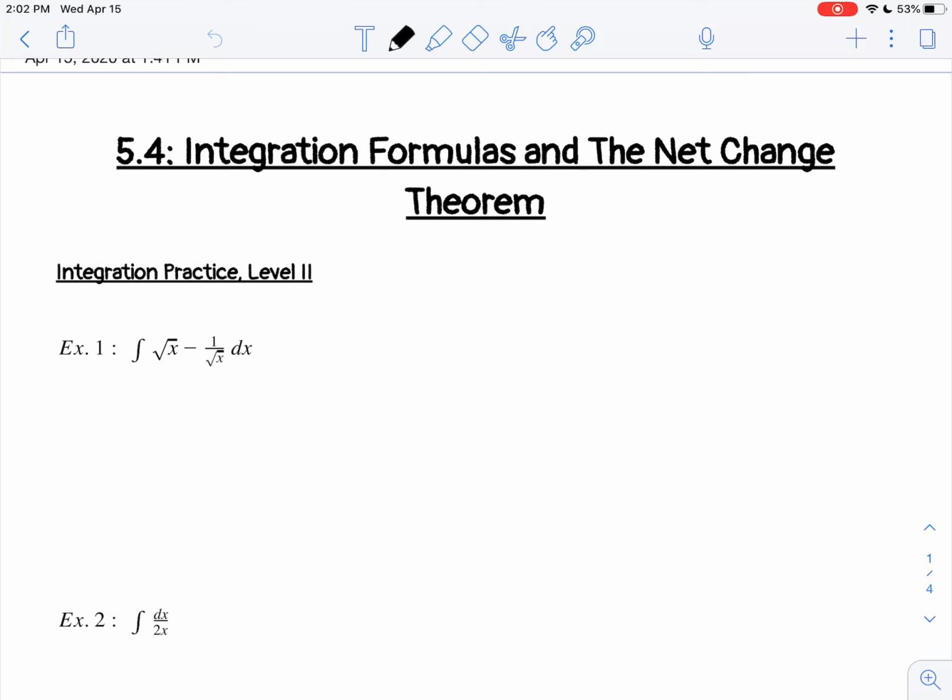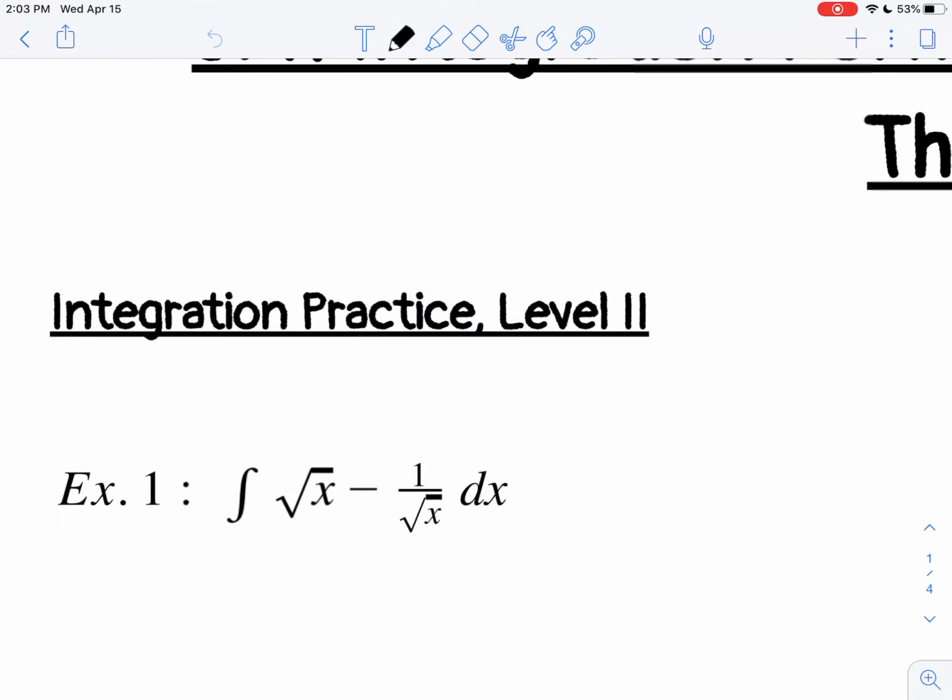So in 5.4 we're going to talk about integration formulas and the net change theorem. And we're going to go ahead and start with the integration formulas. The way we're going to do this is we're going to do some examples of integration. These are, I would say, a little bit harder than the first set of antiderivatives you got in 4.10. So that's why I'm calling them level two. We're practicing these rules and hopefully you are becoming more and more confident with these rules. We want these to be just as quick for us as finding derivatives.